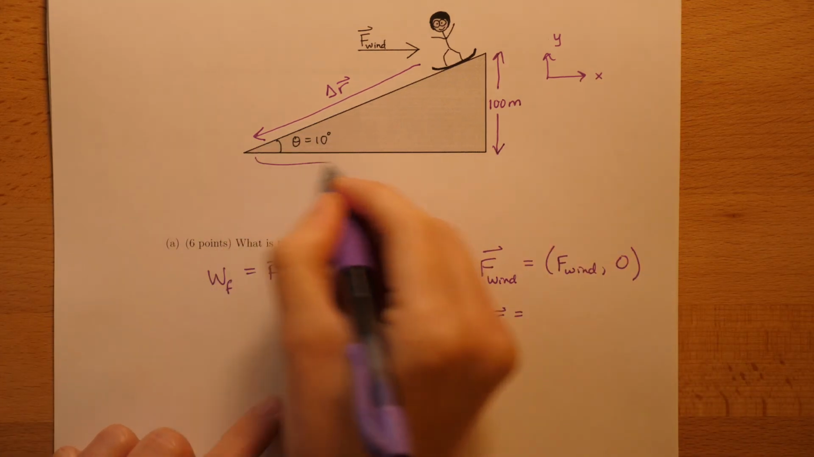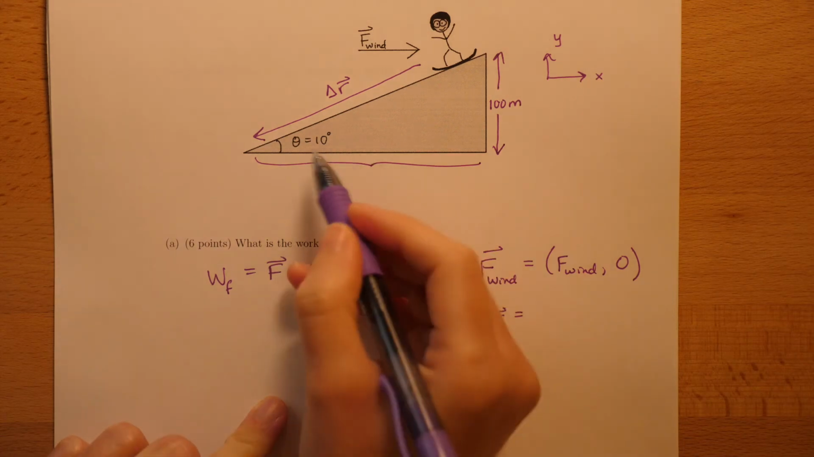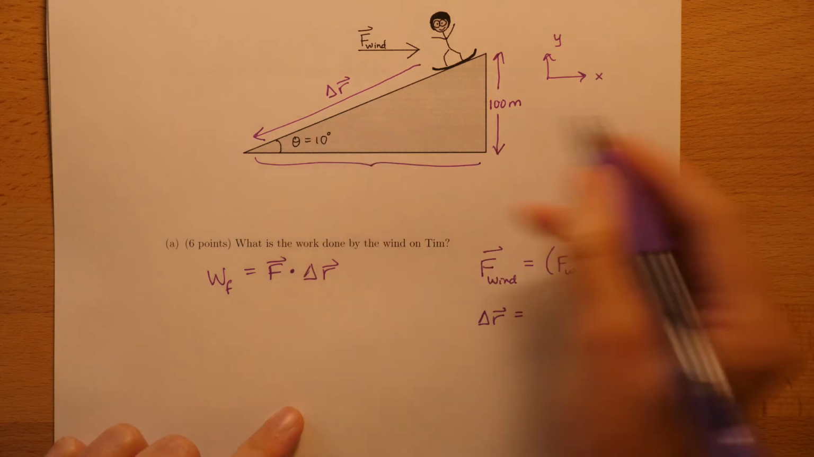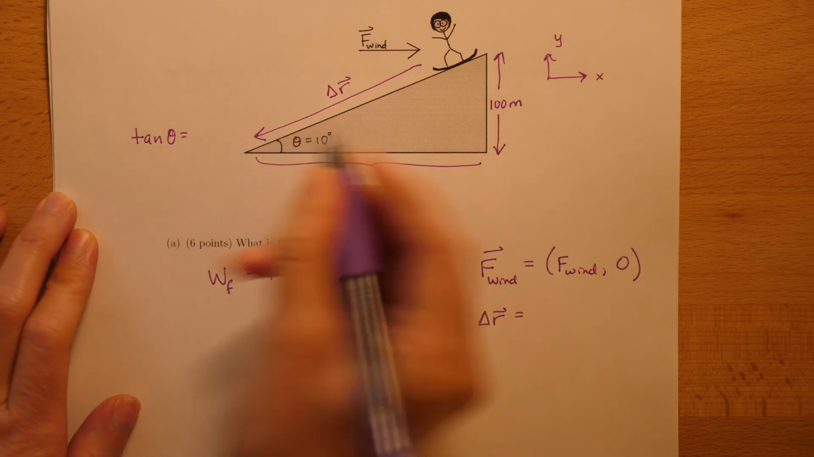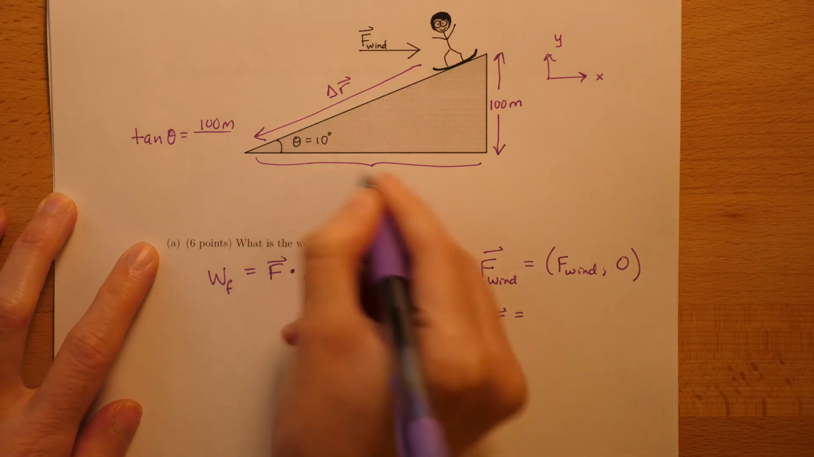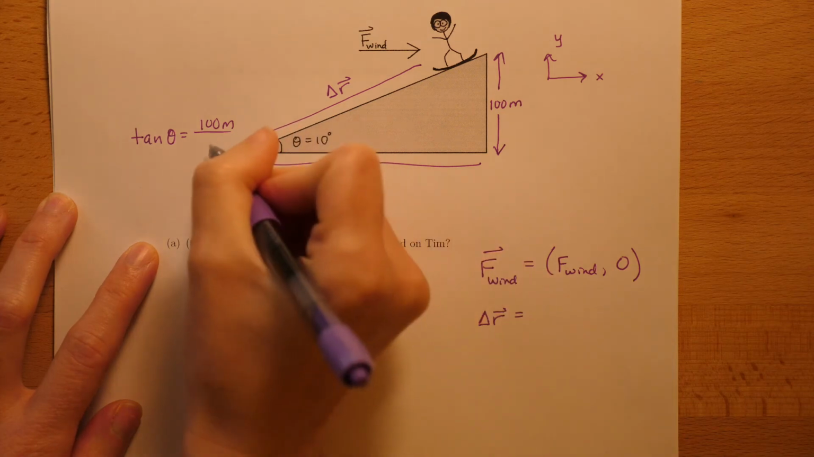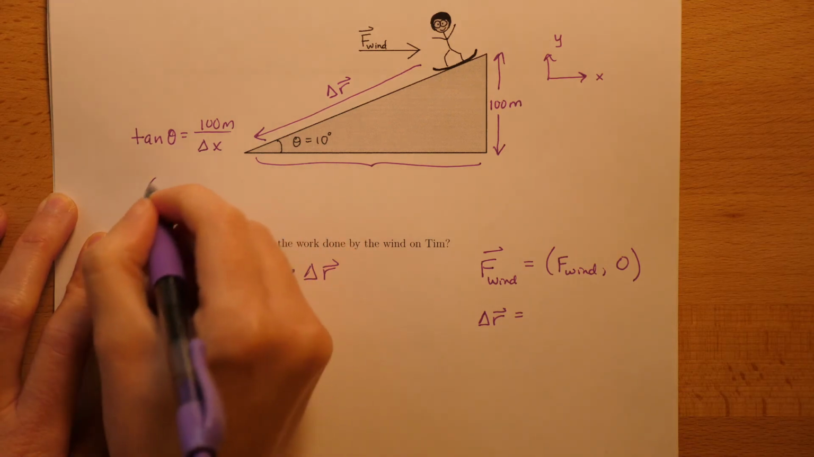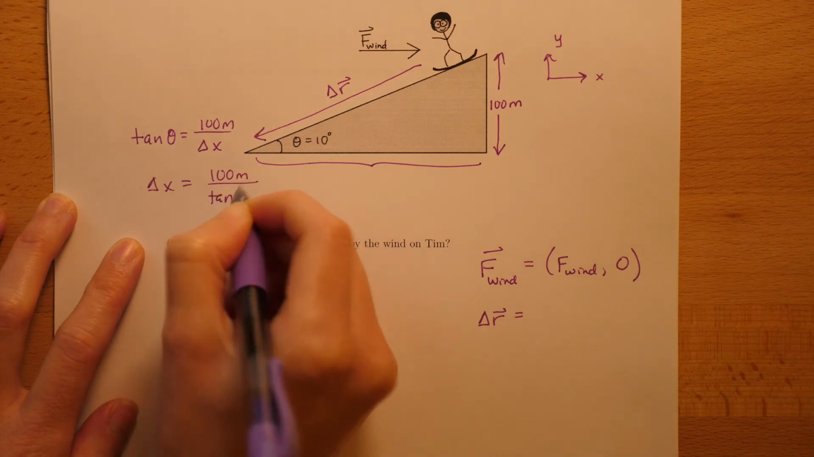So what's this distance? Well, we know this angle and we know this height, so that's going to fix this distance. If we took the tan of this angle, tan theta would be the opposite, 100 meters, over the adjacent, which is this distance that we're looking for. Let's call that delta x. Then delta x would be 100 meters over the tangent of 10 degrees.